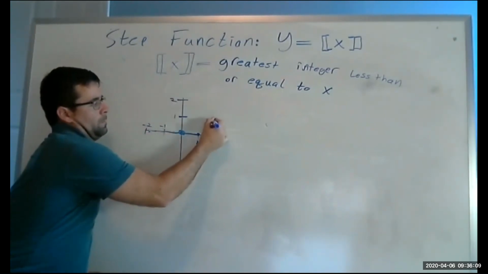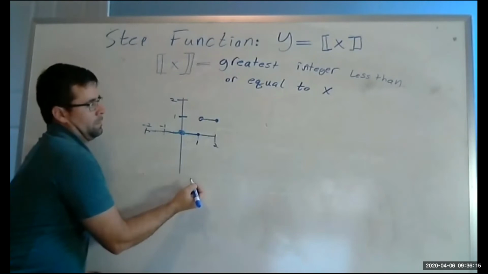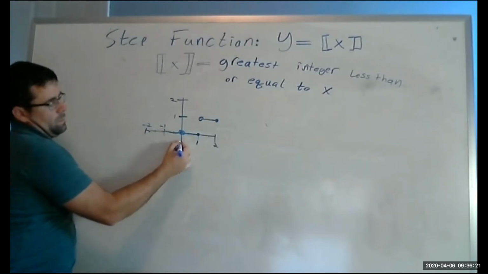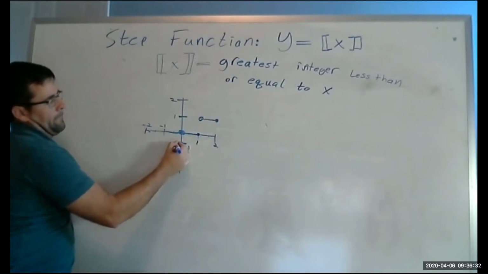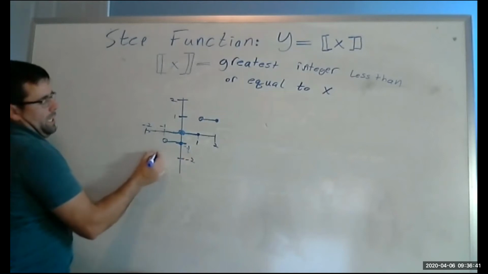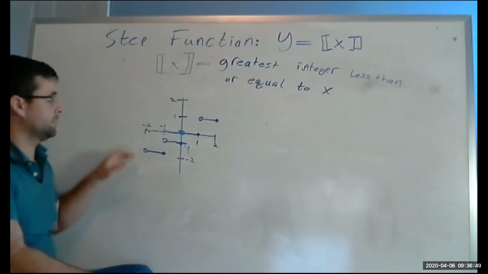And it goes all the way down to 1. If we come over here, and we did -0.5, the greatest integer for that is at -1. And -2 looks like this. So this is why it's called the step function, because it just looks like steps.